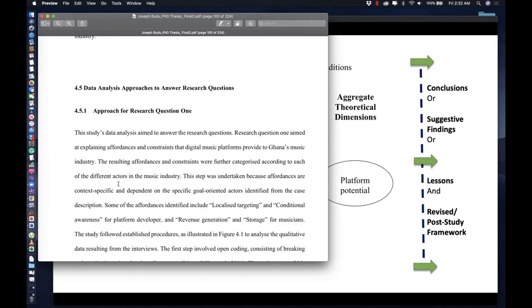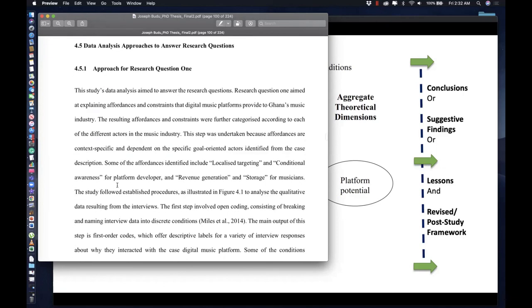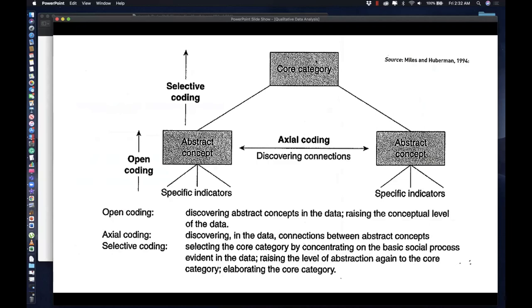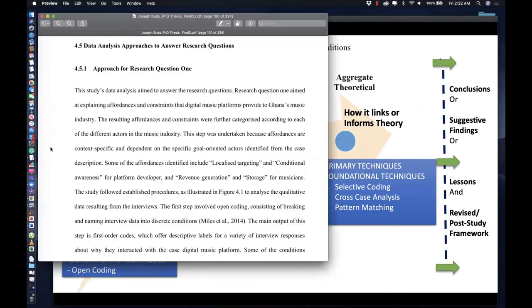The study followed established procedures as illustrated in figure 1.4.12 to analyze the qualitative data resulting from the interviews. The first step involved open coding, consisting of breaking and naming interview data into discrete conditions. So you now know what to do at the open coding stage. At the open coding stage, we are looking at what the data is saying. So what are we going to do? We are going to break down and name the interview data into discrete conditions.